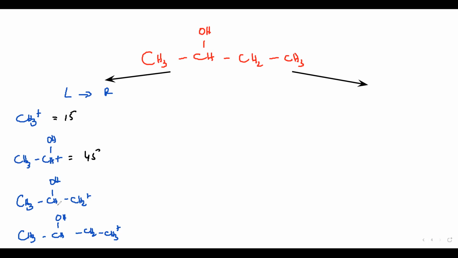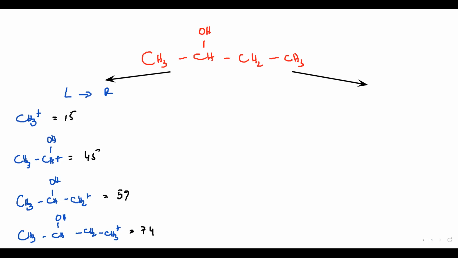Then 45 till here, it is already 45. For 45 plus 14, we'll get 59. And 59 plus 15, because we already did till CH3 CH2, so that will make it 74.